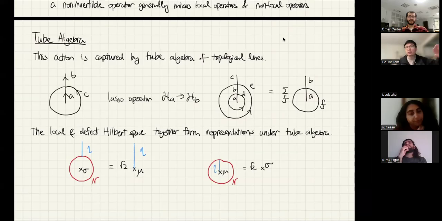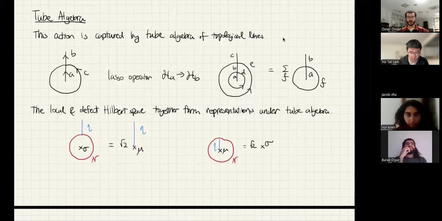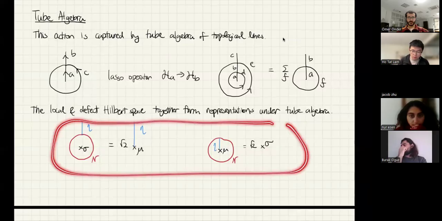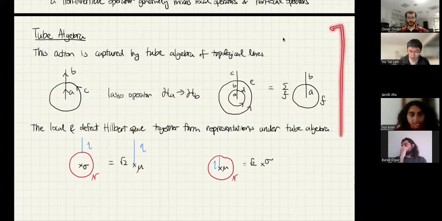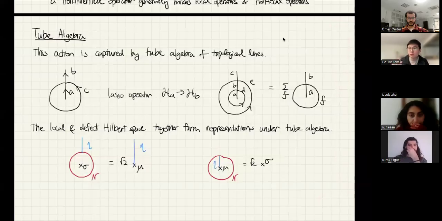Instead of just thinking about local operators, you should think about the combinations as the representations under the tube algebras. So for example, the spin operators and the disorder operators actually form a two-dimensional representation under the tube algebras, and this is how the actions look like. This is essentially everything I want to talk about topological defects. The important thing I want to take away is that there's this idea of tube algebras, and as we'll see later, this idea will inspire us to introduce the concept of chiral tube algebras.